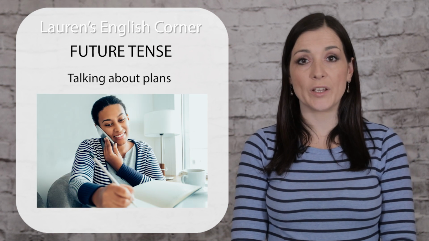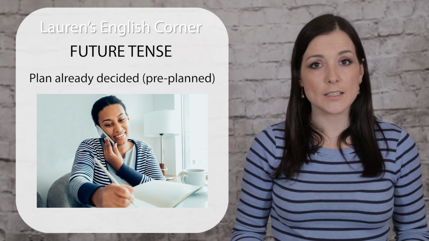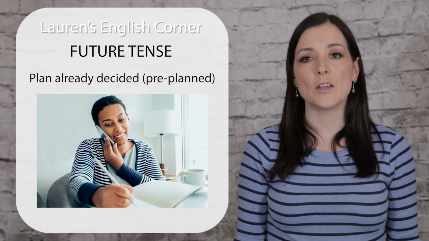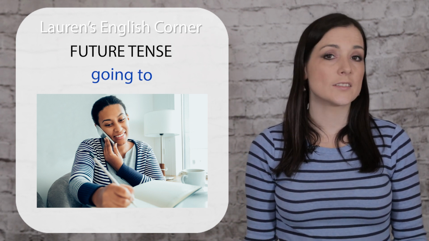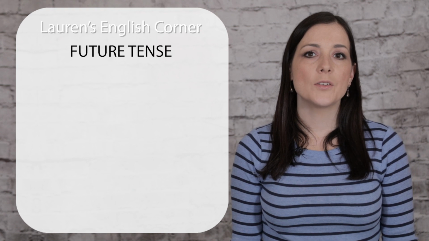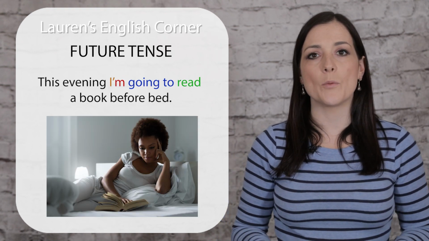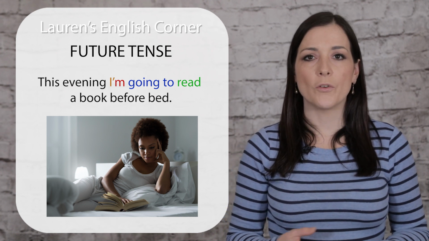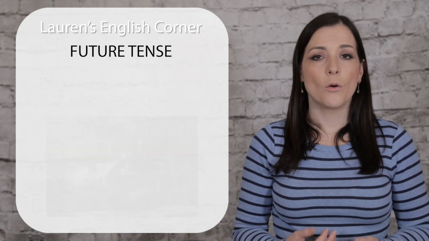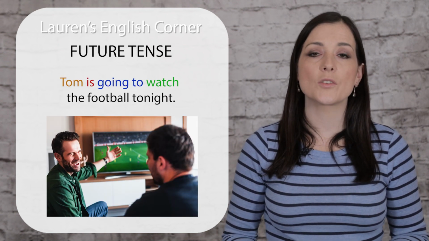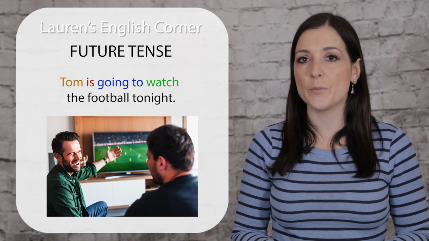The first example we'll look at is when talking about plans. If you have already decided what you're going to do, then we use going to. So for example, I could say this evening, I'm going to read a book before bed. Or Tom is going to watch the football tonight.